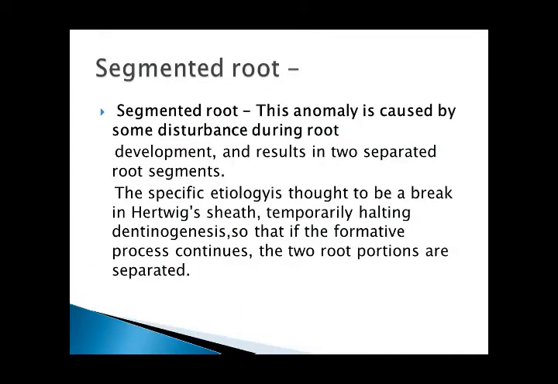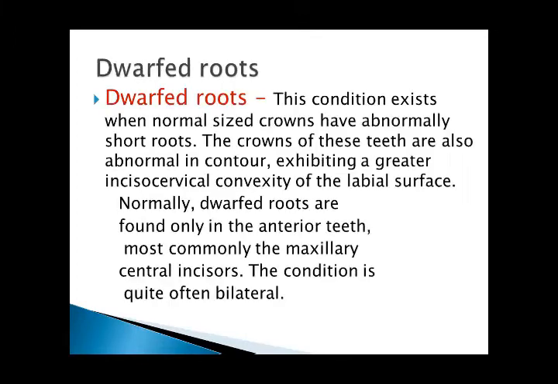Segmented root. This anomaly is caused by some disturbance during root development and results in two separated root segments. Short roots. This condition is when normal sized crowns have abnormally short roots. The crowns of these teeth are also abnormal in contour, exhibiting a greater incisal-cervical convexity of the labial surface.